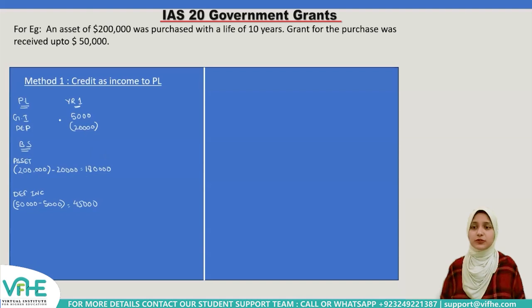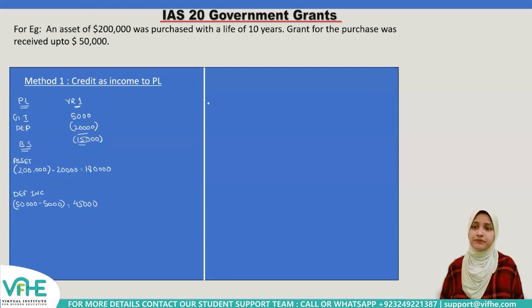In method 1 you record the grant income, which is 5,000. The depreciation is 20,000, a negative item. Asset cost will reduce further by 20,000 and deferred income will reduce further by 5,000. The net impact that we see going in the P&L is a negative 15,000 every year because of this.